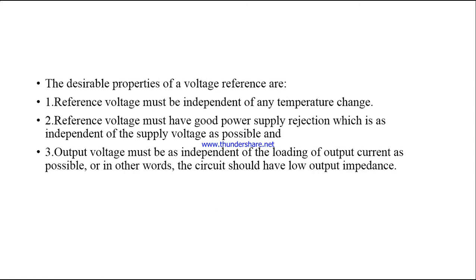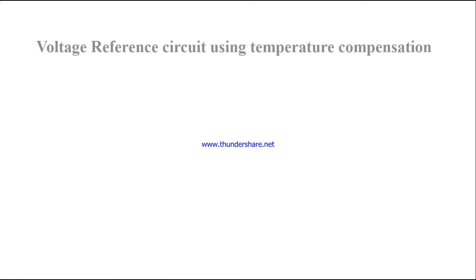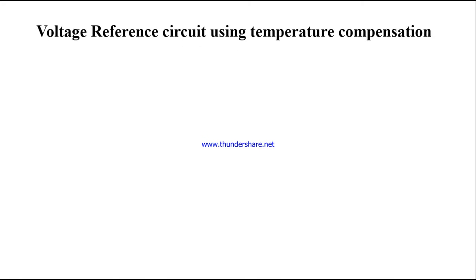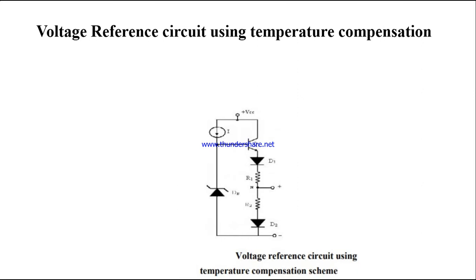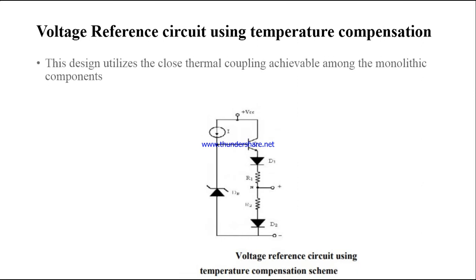Here the voltage reference circuit is used to bias the voltage source circuit, and the combination can be called a voltage regulator. The temperature stability is typically expected to be of the order of 100 ppm per degree Celsius. Here we can see the voltage sources one by one. First one is the voltage reference circuit using temperature compensation. This is the circuit showing the temperature compensation scheme.